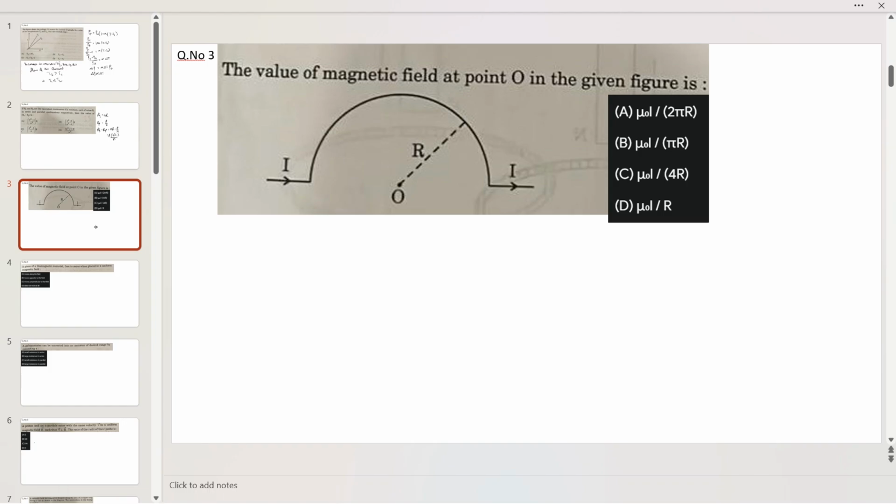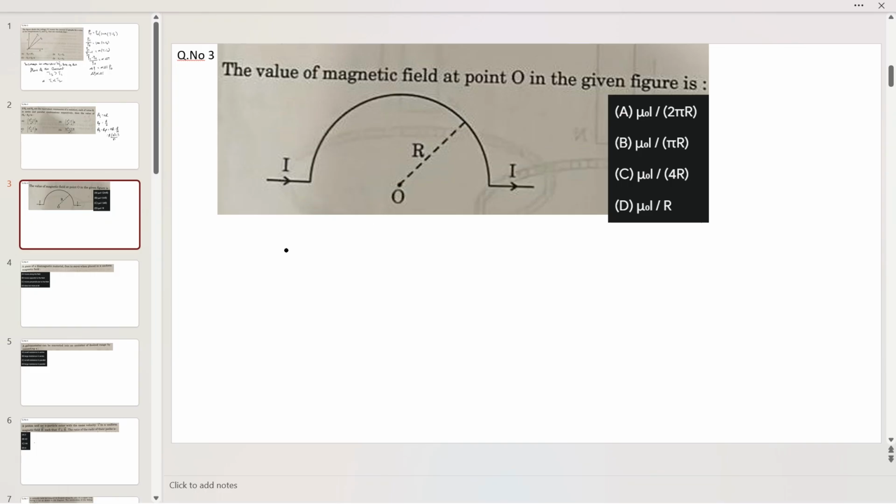Now I am going to the third question. The value of field at O in the given figure. Now this is a question on Biot-Savart law. We take these linear portions. Here dl and r are in the same direction, so your angle is 0. So the magnetic field here and the magnetic field here is 0. So the magnetic field is only in this curved portion. Now this is your position vector, this is your origin.